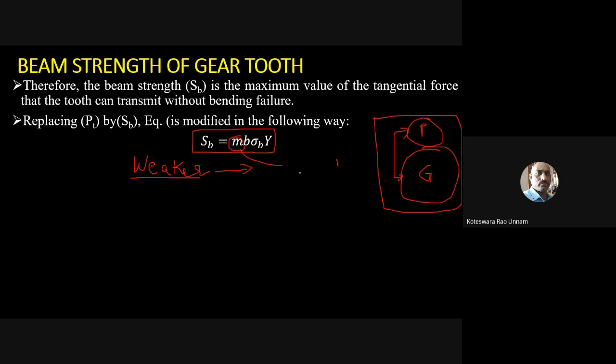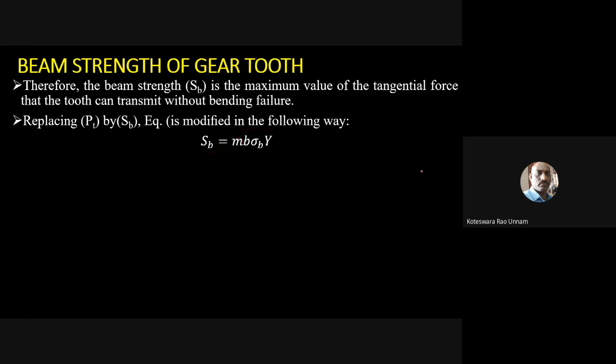The only thing here is which one is the weaker one. Based on that we need to decide how to identify whether the gear is weaker or the pinion is weaker. That depends again on this equation. If you observe this equation here, let us assume both pinion and gear are made of the same material. In that case, this is going to be the same.